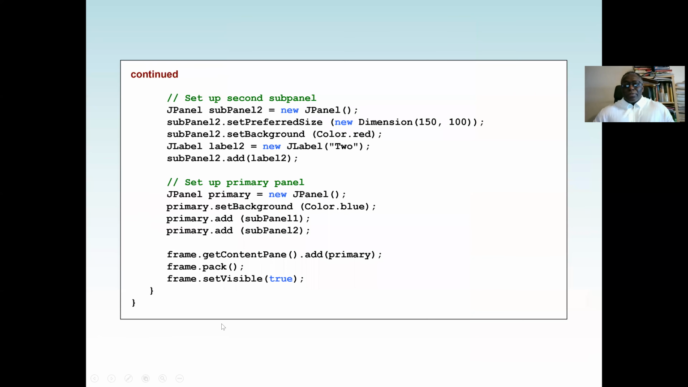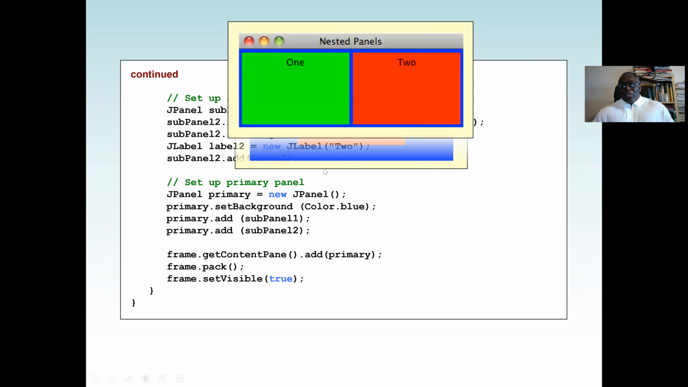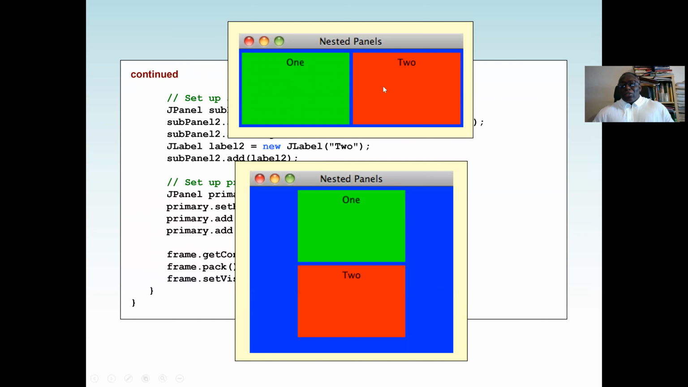Let's go back. The second one, we create a second panel. We set the size to 150 by 100. Then the background is red. And then we create a label 2, and we set the argument to 2. Then we add the label to the panel. So label 2 is the red. We set the background red, then we add it.